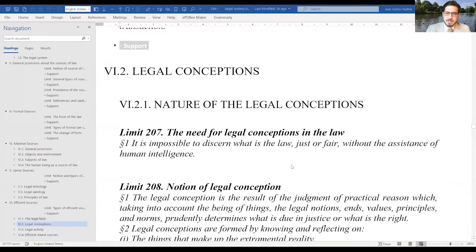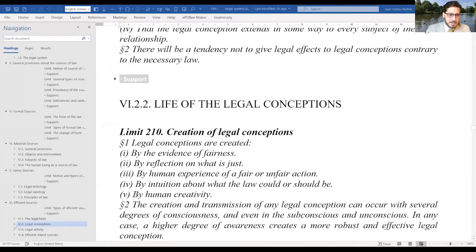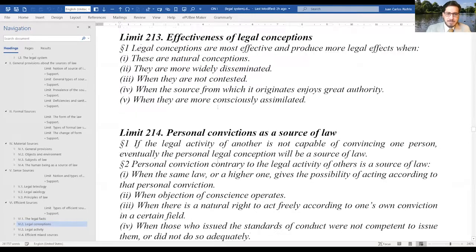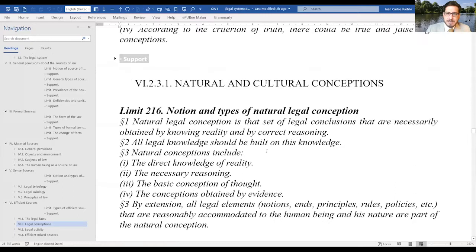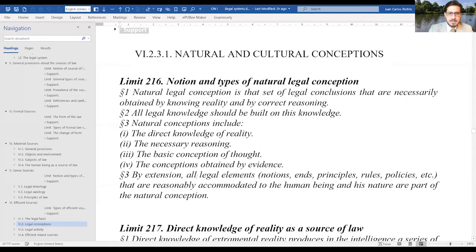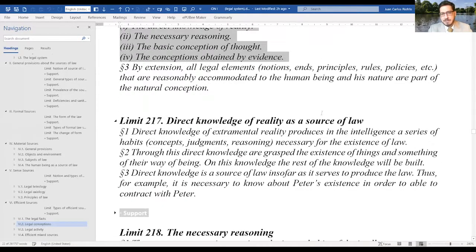And here is the chapter of legal conceptions, the nature of legal conceptions, explained in detail. We have seen all these kinds of things and types, finally. The first one is natural and cultural conceptions. We will talk first about natural conceptions. And here you can have the same things that we have in the slide. Natural conceptions include direct knowledge of the reality, necessary reasoning, basic conception of thought, and conceptions obtained by evidence.